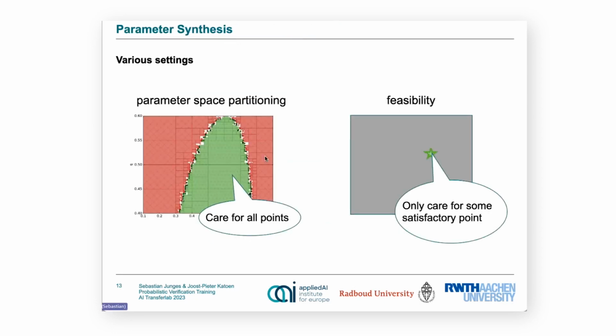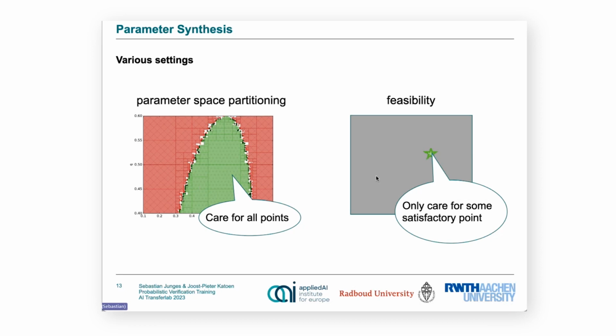So there are various settings here that you could consider. For example, you could think about this parameter space partitioning, which means that we want to understand for every point of the parameters, does this actually satisfy the goal? So for parameters P and Q, we want to understand how a different valuation for P and Q leads to satisfying or not satisfying a specification.